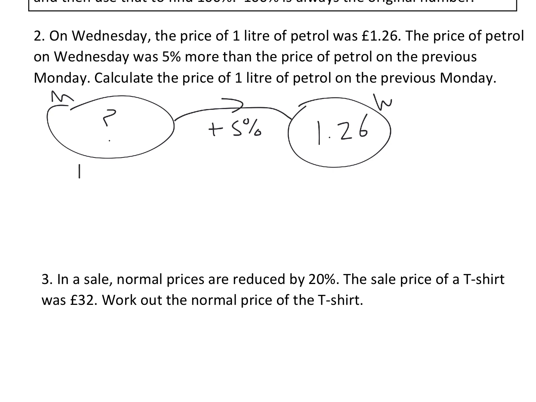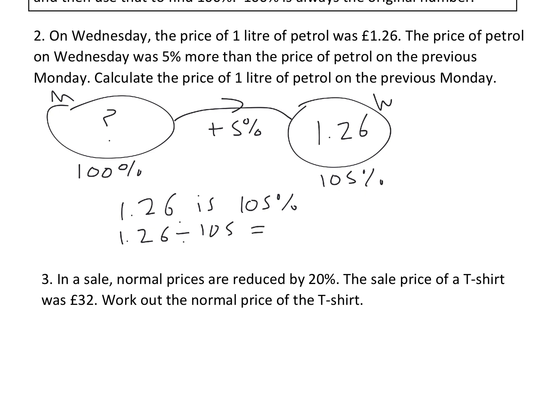Now the Monday price, the original price before the increase, we call that our 100%. If that's increased by 5%, then the new amount on the Wednesday must be 105%. So that tells me that the £1.26 is actually 105% of the original. So I want to divide that 1.26 by 105 to give me 1%, which gives 0.012. So dividing by 105 gets 1%.